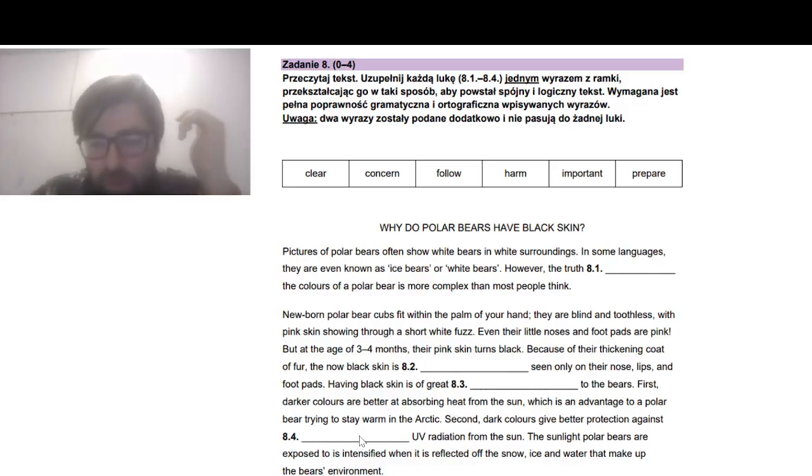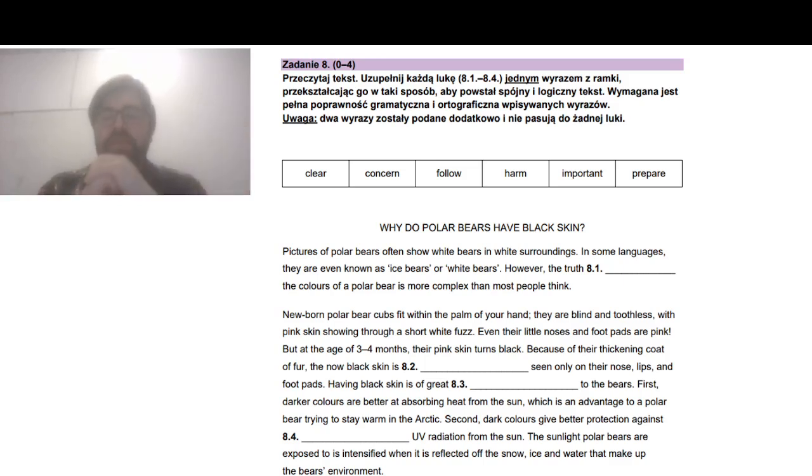So harmful. Let's again try the full sentence with our transformed word and see if it makes sense. Second, dark colors give better protection against harmful UV radiation from the sun. The sunlight polar bears are exposed to is intensified when it's reflected off the snow, ice, and water that make up the bear's environment. Quite smooth, sounds correct in our head, is correct.